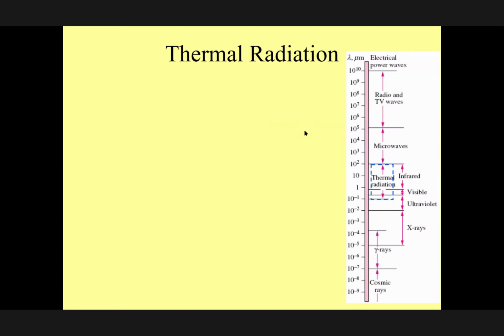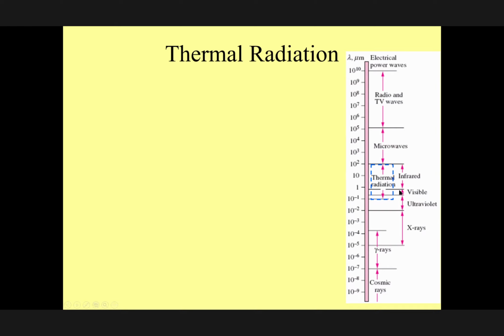As I mentioned, here you can see this is wavelength in micrometers, and it covers from 10 to the minus 9 micrometer all the way to 10 to the plus 10. All of them are dealing with electromagnetic wave. Cosmic ray is one of them. X-ray is another one. Gamma ray, X-ray, comes from radon. Whenever you go to the dentist, they use electromagnetic wave to do X-ray. Then we have ultraviolet here. Then we have a visible range that helps us to see things.